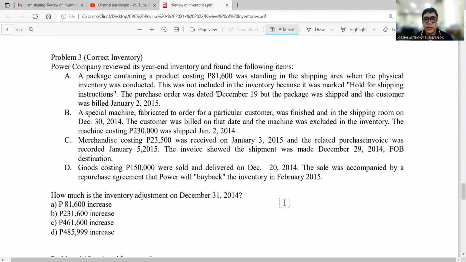So for letter A, do we include it? Yes, because it was not yet shipped before December 31, the end of the year. So letter A should be included as part of the inventory. That is why it was not included before.